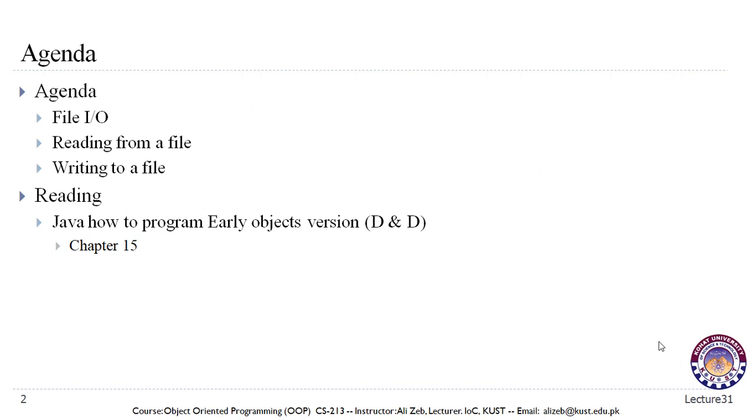You can find the details in chapter 15 of the relevant book, and there will be a list of resources given if you want to go into more details. We'll be covering the basics of file input and output operations in Java in this lecture and in the upcoming lecture. But if you want to know more details, then there will be resources provided to you at the end of this lecture, or maybe the next lecture.